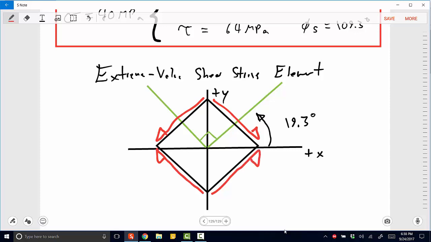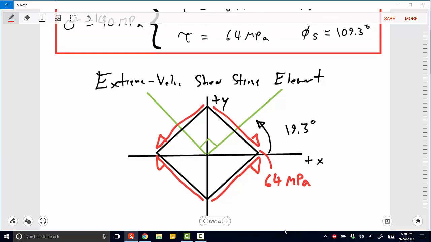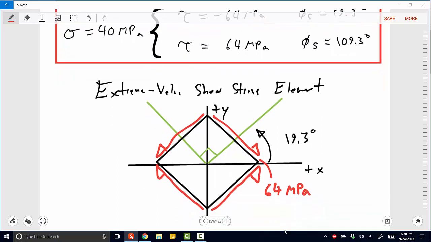And so now we're able to build the shear stresses that they will produce. And we can note that all of these are 64 megapascal, right? Which is cool, which is great. So just knowing that one, and knowing this is negative, it's going to cause a clockwise sense. We're able to build this entire element.